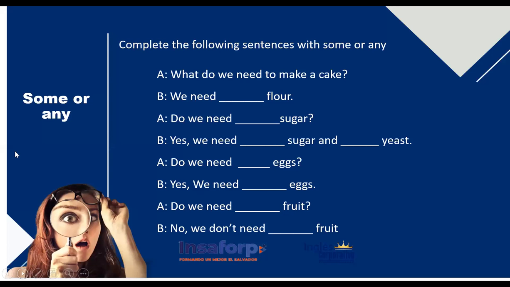Thank you. So, do you remember how to use some and any? ¿Cuáles fueron las reglas que aprendimos ayer? Some para afirmativo. Yes, we are going to use some in affirmative sentences. And we are going to use any in negative sentences and also in questions. Solo hay una excepción. Cuando estamos ofreciendo algo, utilizamos some en una pregunta, solo en ese caso específico.